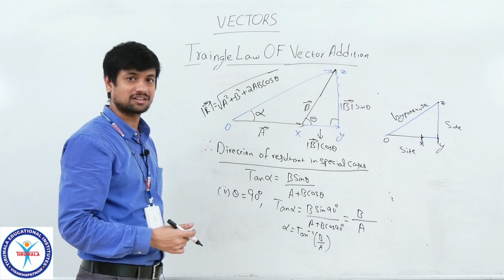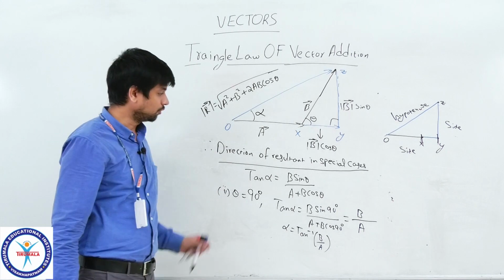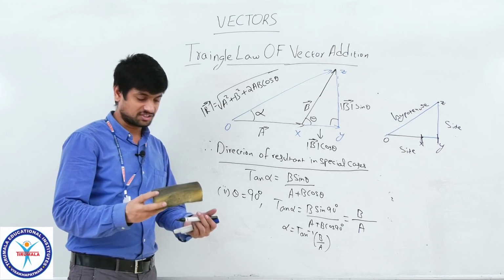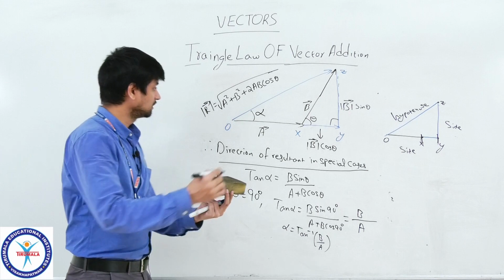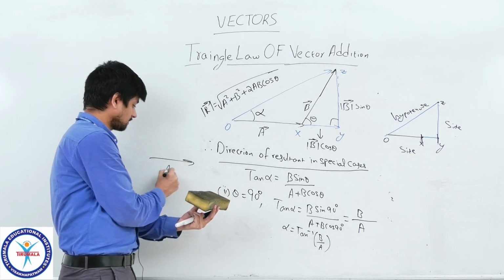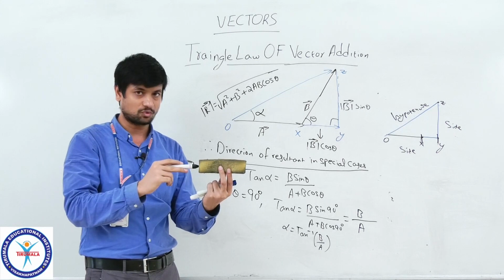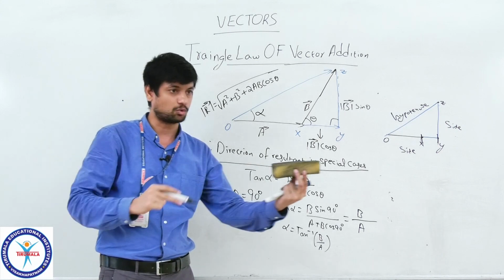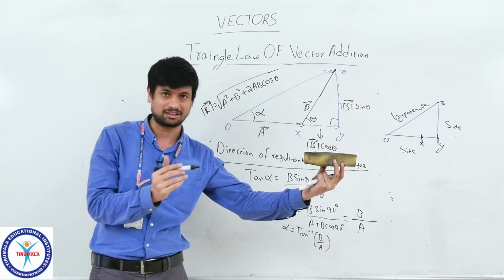Directly those two vectors are perpendicular to each other. So, the resultant, you can understand from this duster. This duster is being applied force A bar, meaning it is moving horizontally in this direction. See, it is going horizontally, the way I am applying the force.